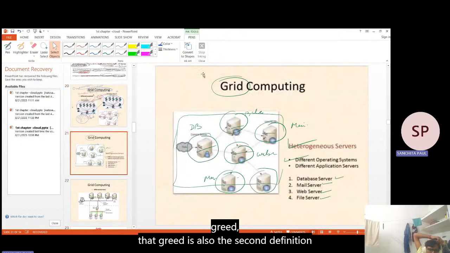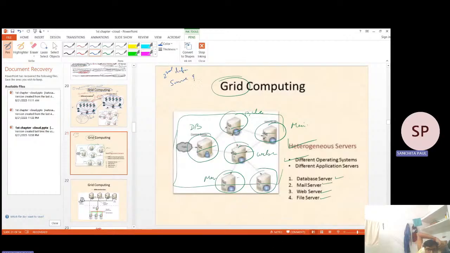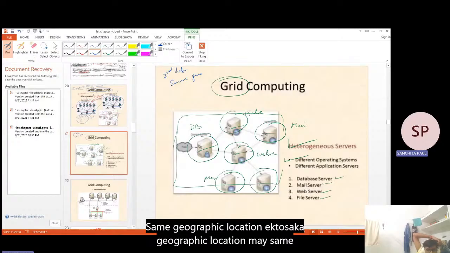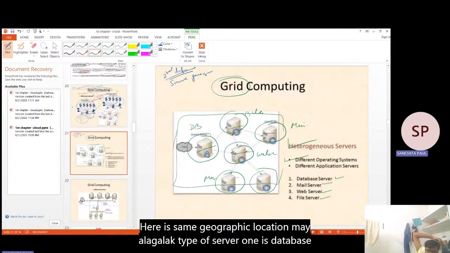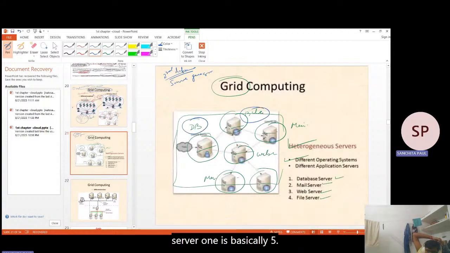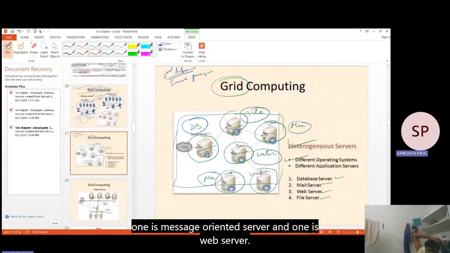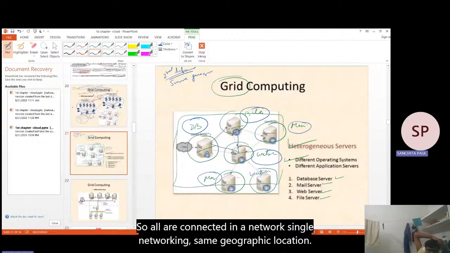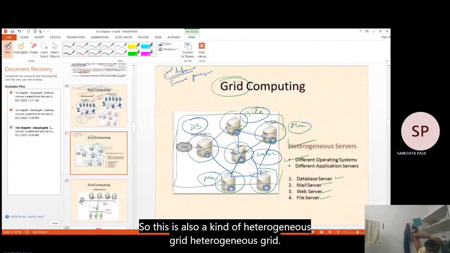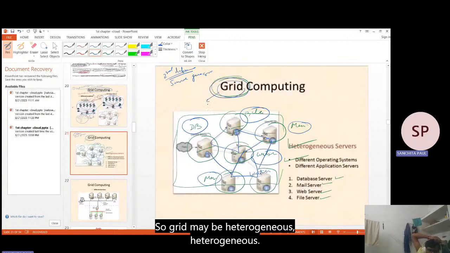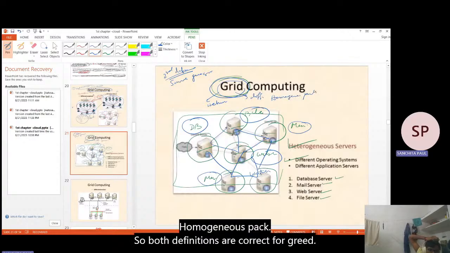This is the second definition of grid: a grid in the same geographic location. The first is the same configuration of servers in different geographic locations, all connected in one network. The second definition is different types of servers in the same geographic location: a database server, a file server, a mail oriented server, a web server, and a message oriented server. So all are connected in a single network in the same geographic location. This is also a kind of heterogeneous grid. So grid may be heterogeneous, or with different geographic locations it is homogeneous. Both definitions are correct for grid.